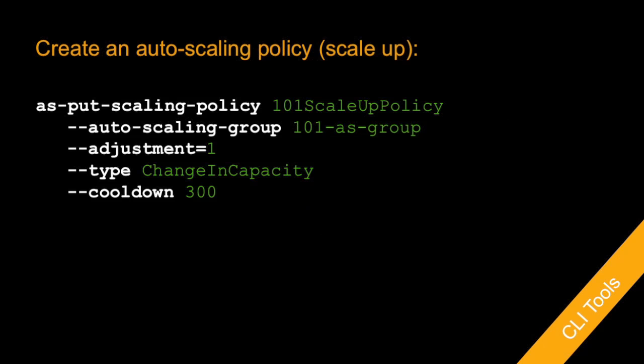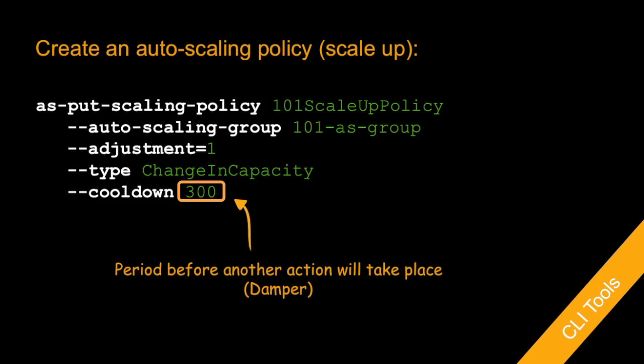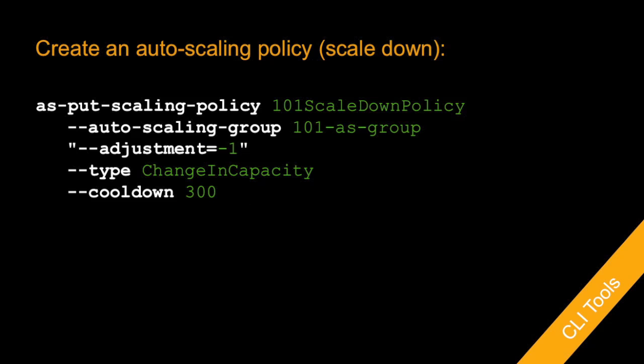And then I create two things, a policy to scale up, which is an adjustment of 1 here, and a cooldown of 300. So nothing else will happen for 300 seconds, because what we don't want to do is scale up and scale down, scale up and scale down repeatedly. What we want to do is dampen the process. So this is acting as a damper of 300 seconds before some other event can kick in. And then likewise a scale down, where I've got an adjustment of -1.